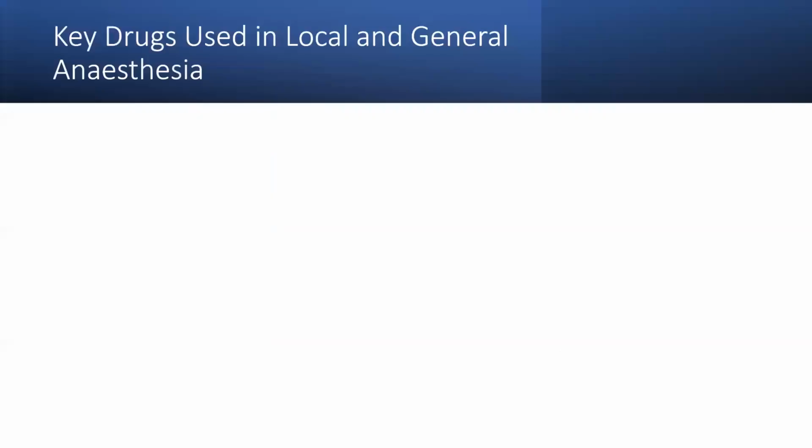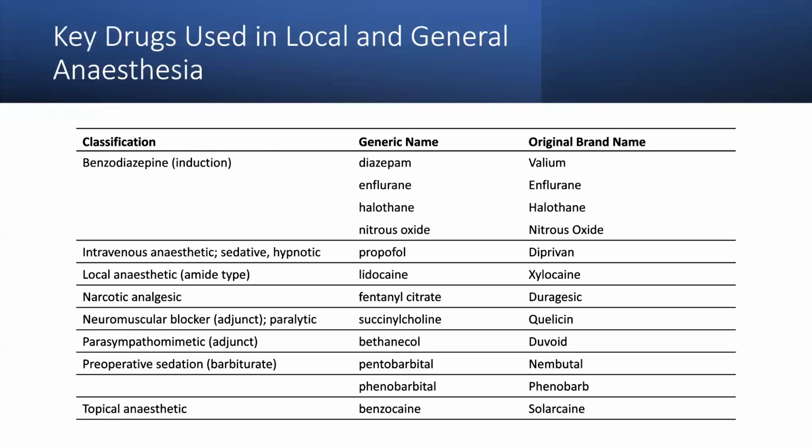Now, what are the key drugs used in local and general anesthesia? Benzodiazepine, which is used for induction. They can be diazepam, enflurane, halothane, or nitrous oxide. We use some intravenous anesthetics, which give a sedative and hypnotic effect. They can be propofol. We have local anesthetics, amide type, lidocaine. We can use narcotic analgesics, that is fentanyl citrate or Duragesic. Neuromuscular blockers are an adjunct, also used for paralysis, that is succinylcholine.